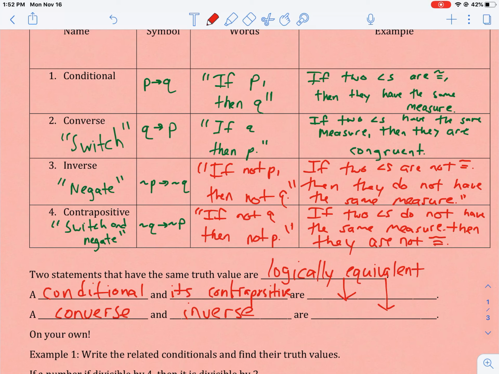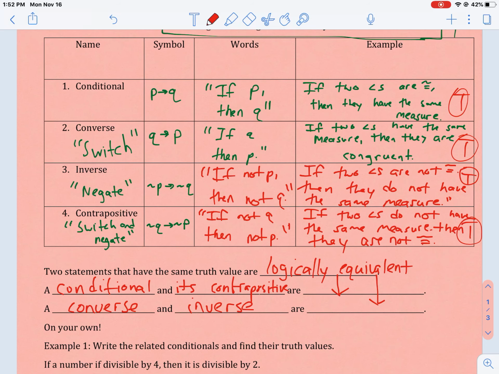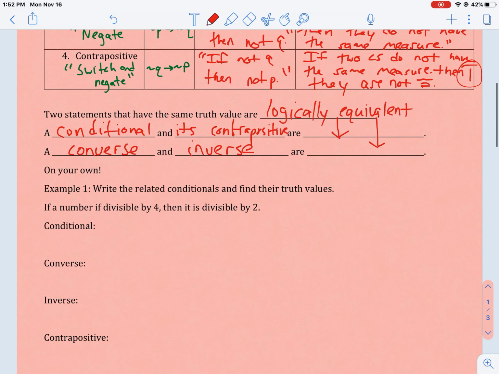Okay? Now, in this example that I gave above in the table, all these statements are true. And that could be the case, but it's not always the case. But the conditional and the contrapositive will always have the same truth value. The converse and the inverse will always have the same truth value, which is another way to say logically equivalent. Okay?